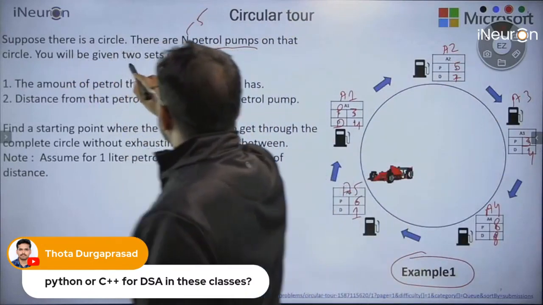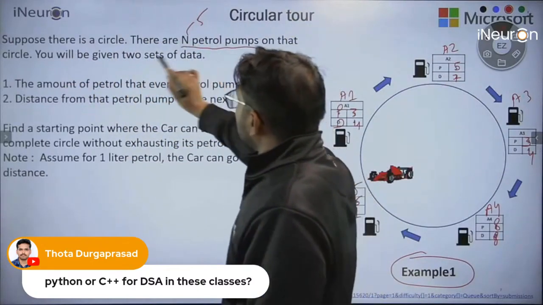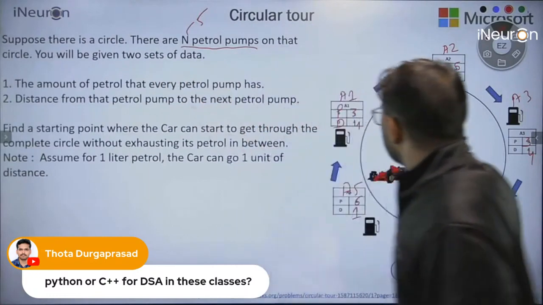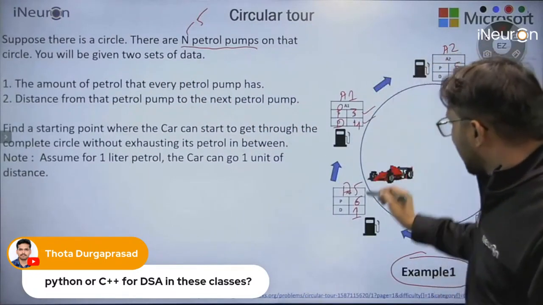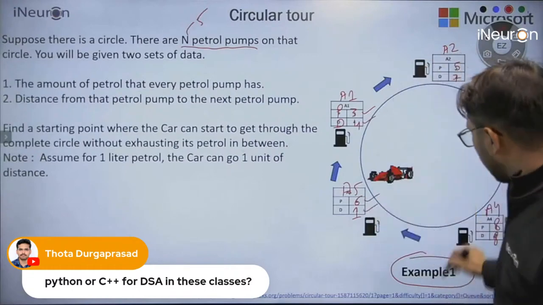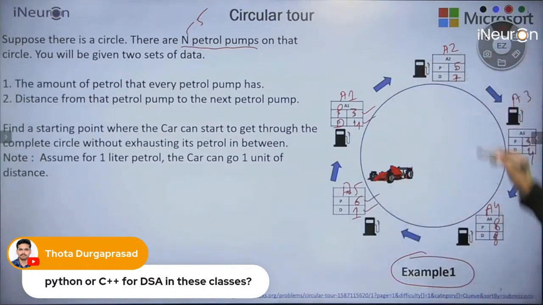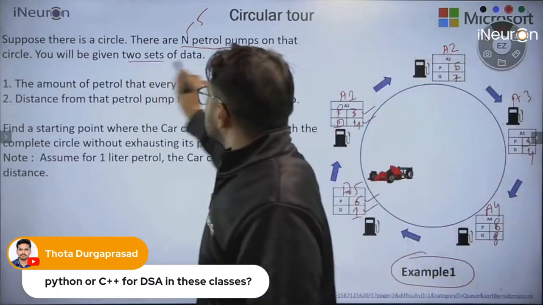You will be given two sets of data. One is about the petrol and one is about the distance at every petrol pump. So we have two sets of data.